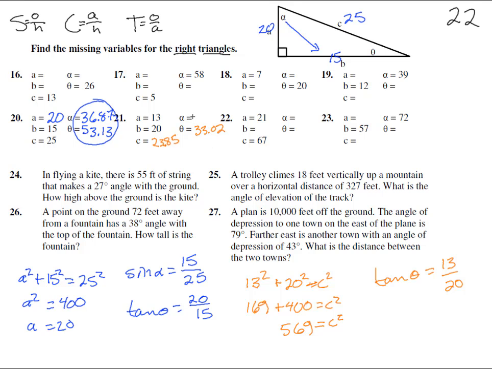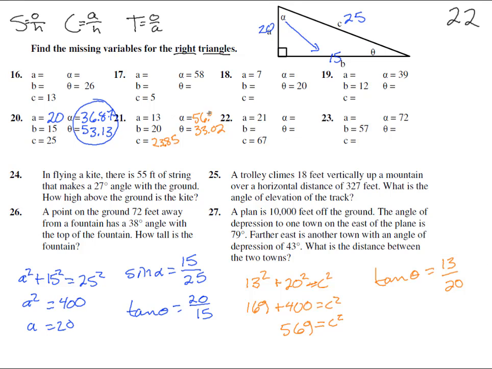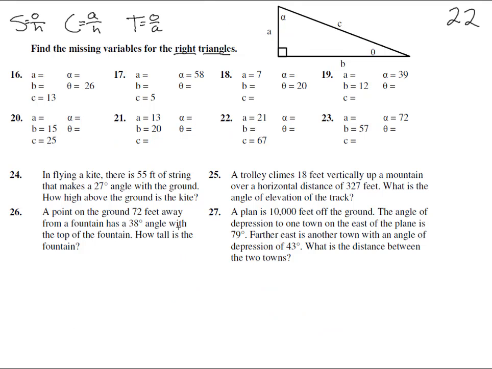So what does that make alpha? Well, we subtract it from 90. I'm just going to subtract 90 here and we'll get a negative number, but 56.98. 56.98. Good, let's clear those off and look at number 22.